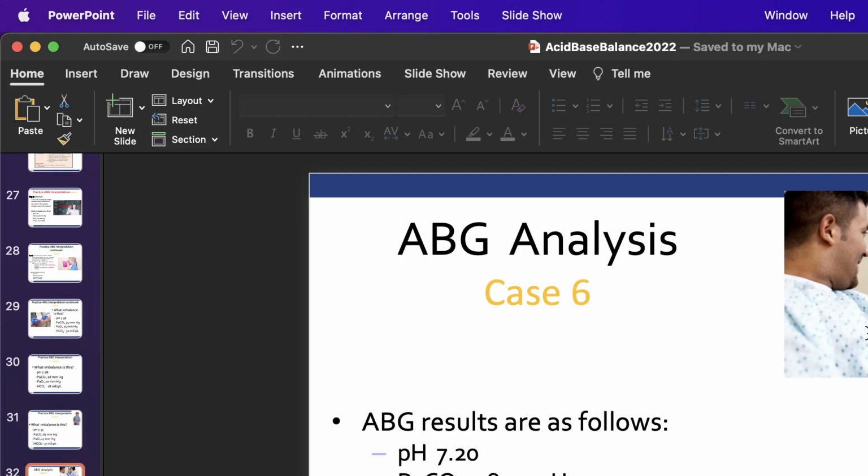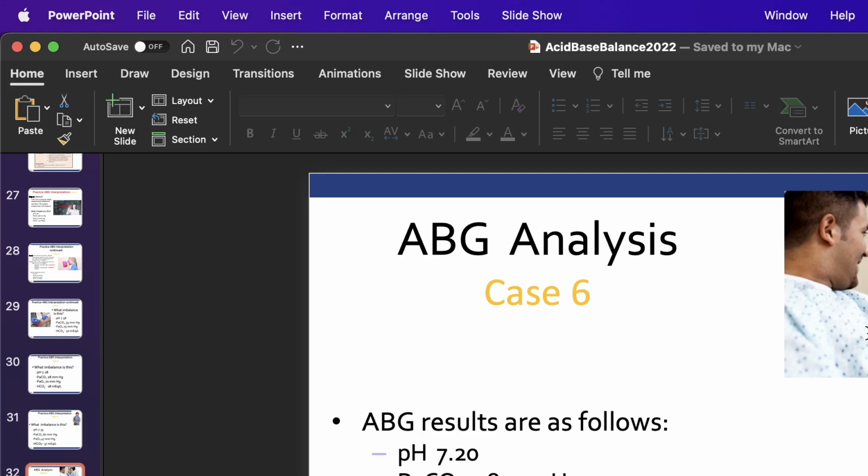All right, quiet. Case study number 6. Our pH is 7.2. What are we going to give it? A. Good. Our bicarb is 58. What are we going to give that? The CO2. Did I say bicarb? I'm sorry. The CO2 is high, so what are we going to give that? An A. The PaO2 is 59, so still in the severe.